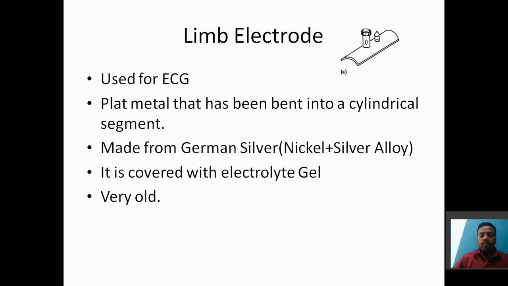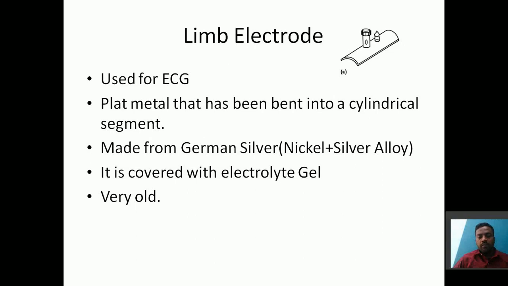In that we can connect the wires of the ECG amplifier. Okay, right. So it acts as an electrode. The electrode terminal is present on the back side of the electrode. From that we can connect the wire. This wire is connected with the ECG amplifier.